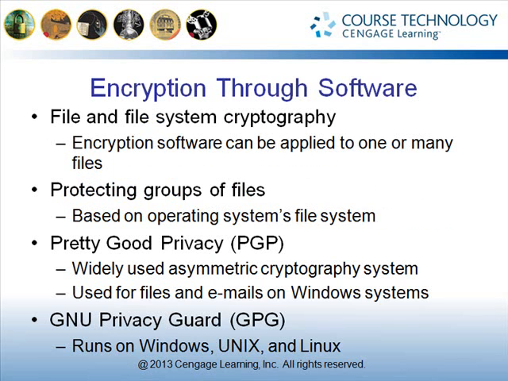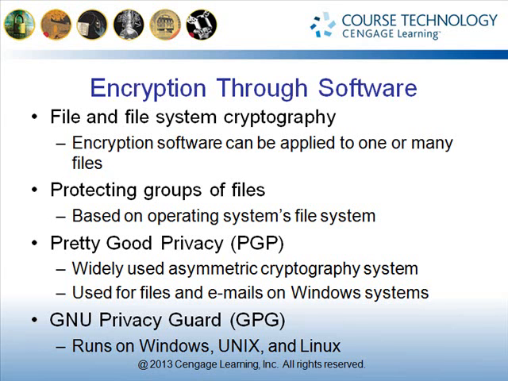Let's begin by talking about encryption through software. Encryption can be implemented through cryptographic software that's running on a system. This encryption can be performed on a large scale using the file system, it can encrypt the entire disk, or it simply can be applied to individual files using the software to encrypt and decrypt each file.